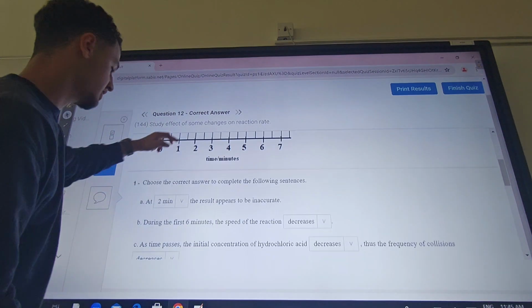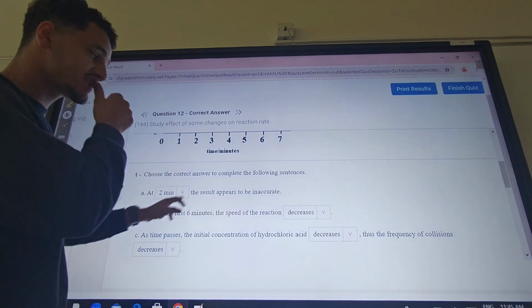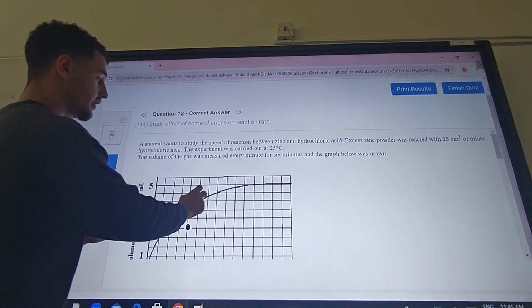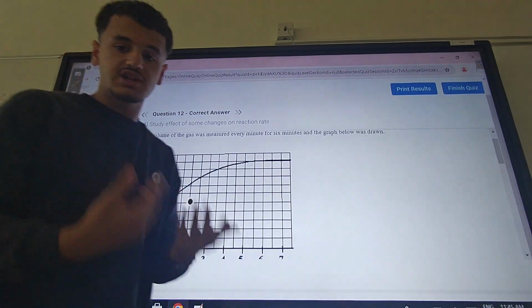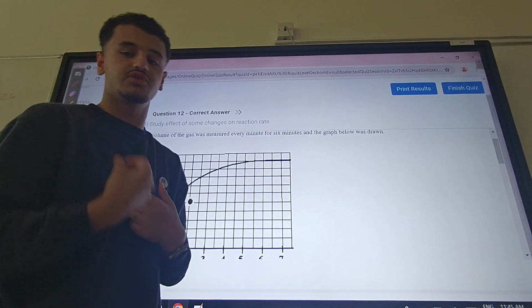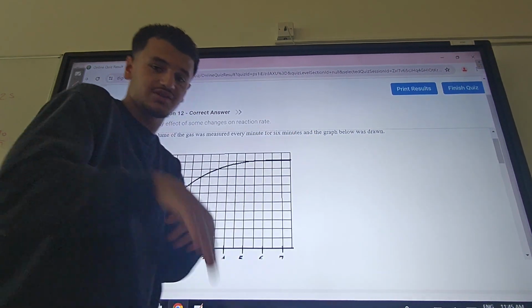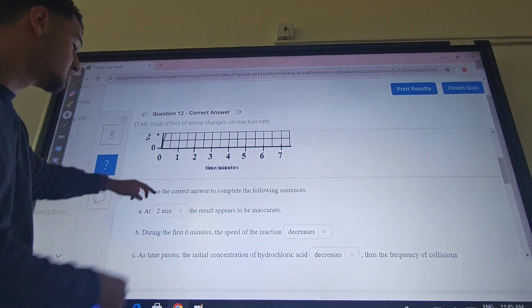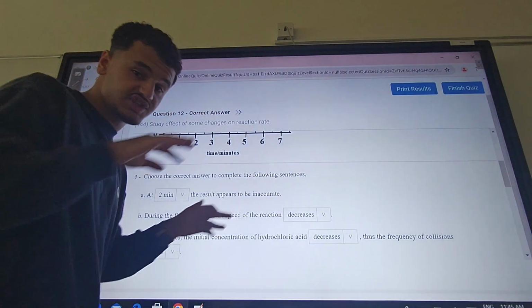At 2 minutes. Okay. During the first 6 minutes, the speed of the reaction decreased. When you look at it here, obviously the rate of the reaction is decreasing as you move on because the concentration of the reactants is decreasing. So you're going to say the rate of the reaction decreases as you move on.